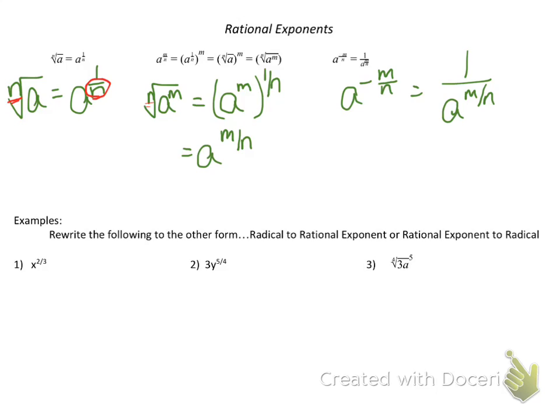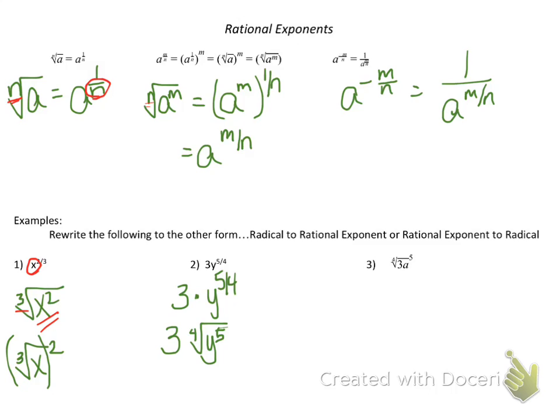In this first example, the 3 is the denominator, so that's going to be the root, and we're going to have the x squared on the inside. Keep in mind, you could also write this as the cube root of x and then make it squared. For the next example, you need to realize that in y to the 5/4, the exponent is only on the y. It's not an exponent raised on the 3 as well.